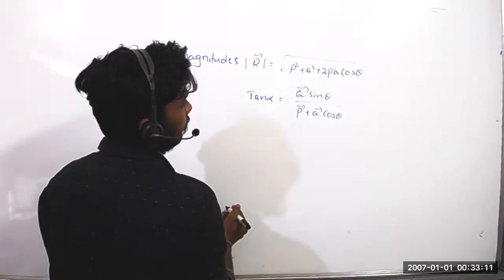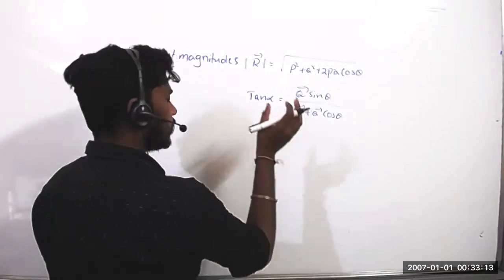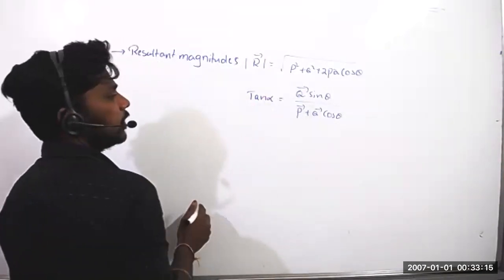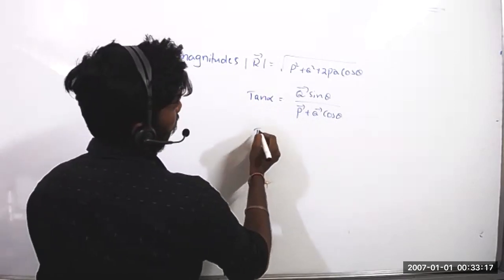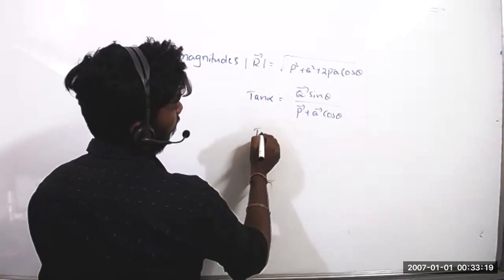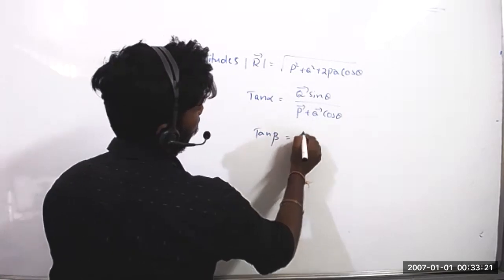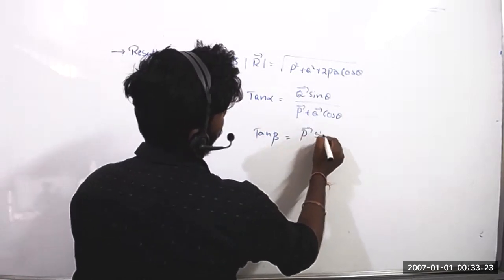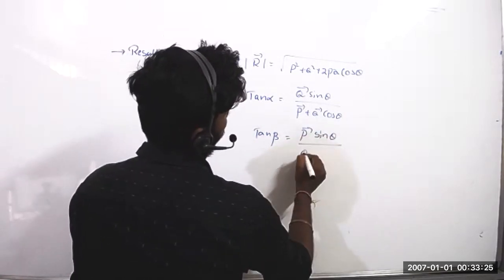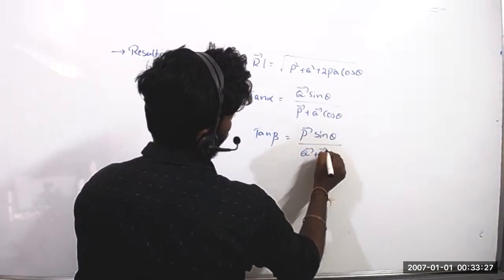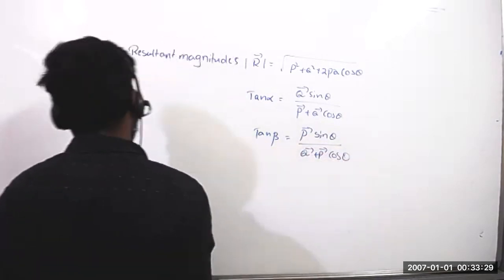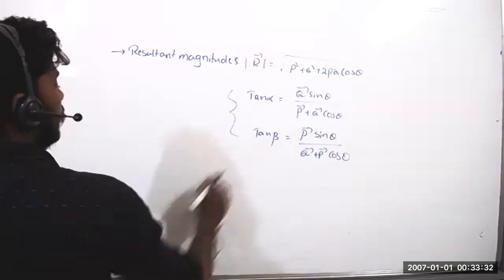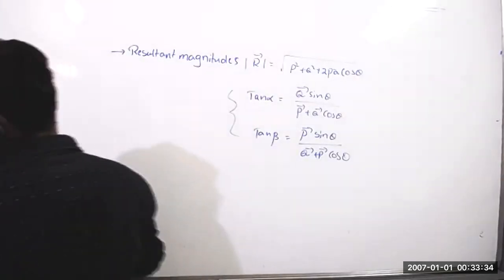It is by using the parallelogram. If it is the triangle only, two things will come. If it is the parallelogram, one thing will come. Parallelogram means tan beta also will come. How much? Tan beta is P bar sin theta by Q bar plus P bar cos theta. It gives the directions. It is the magnitude. Clear, right?